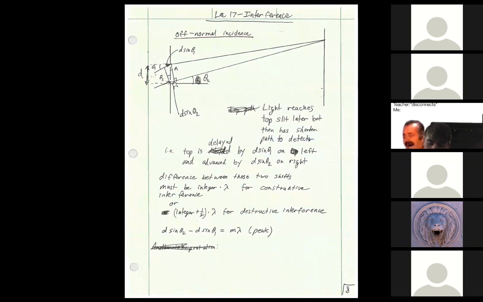We already know that this leg here, this extra distance, is d sine theta 2, as we're now going to call it, because it's the angle over here. And over here, let's see, this is theta 1. So this is 90 minus theta 1. So this is theta 1. So this difference up here is d sine theta 1. So we have that d sine theta 2 minus d sine theta 1 equals m lambda for a peak.